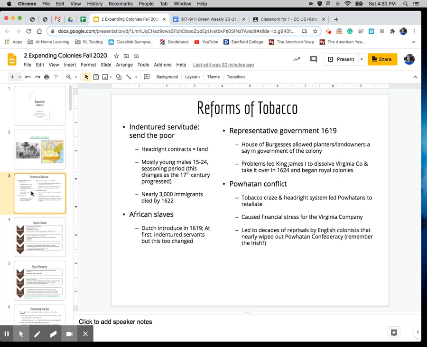Now, those of you who are looking at indentured contracts, you'll see in some of those documents that it's not a perfect experience. It's brutal, it's hard, it's lonely. Some indentured servants are horribly mistreated.